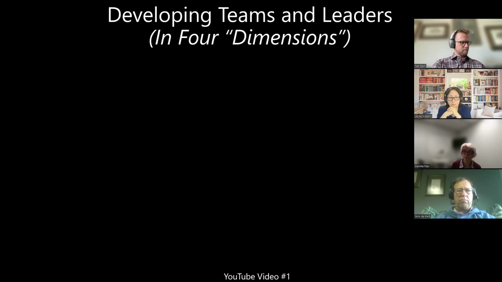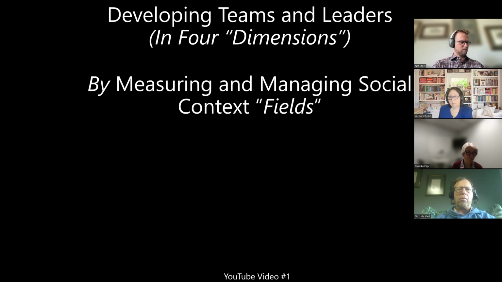Developing teams and leaders. I think that's really what this work is about. It's not training. I don't like the word training. I think training is a better term used for training to do a task. This is about something entirely different. And the term in 4 dimensions is sort of the core idea. And we're going to measure and manage social context fields.